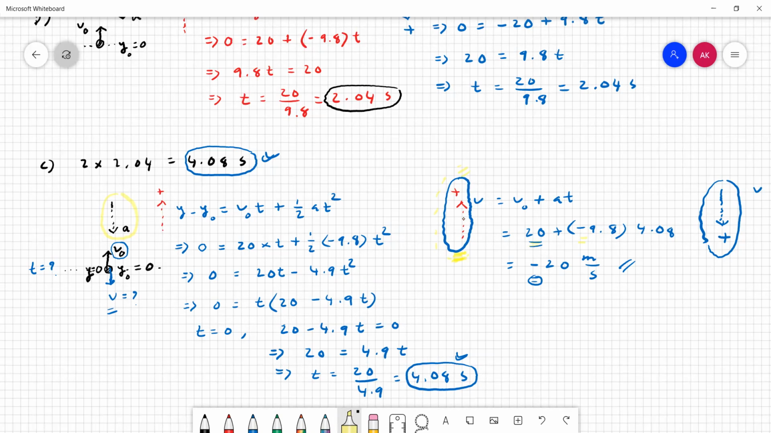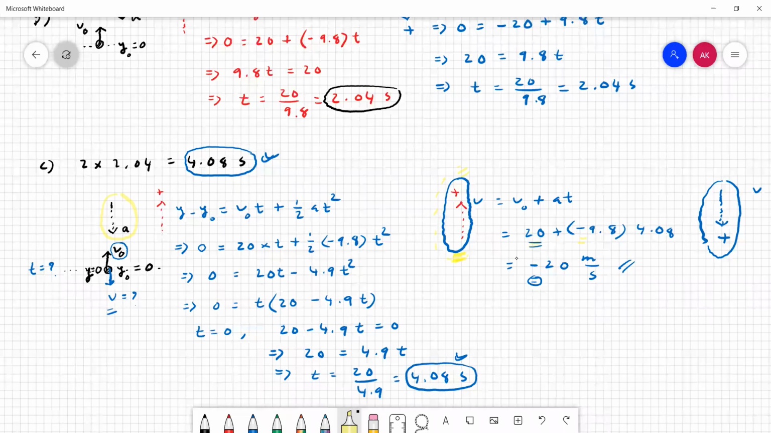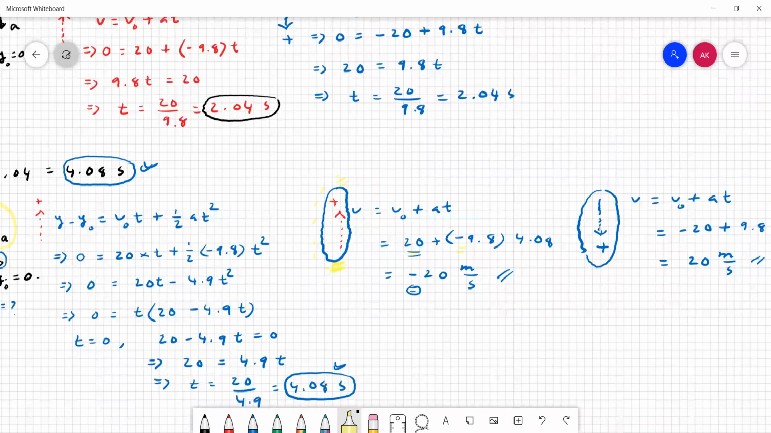You see that when I use the upward direction to be positive, I use V naught plus, but for acceleration I use minus. But if I use the downward direction to be positive, what did I use for V naught, plus or minus? Minus. Why minus? Because V naught was upward, but I have chosen the downward direction to be positive. So upward velocity must be written with a negative sign.